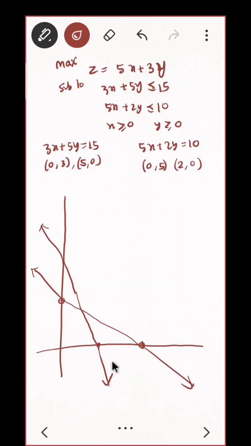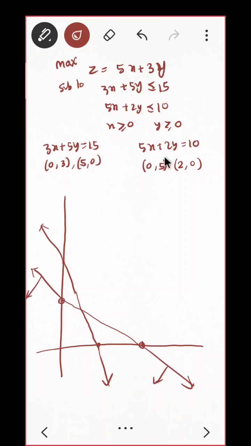Now what is the next thing? You need to see whether it is origin side or non-origin side. How can you check that? Put the coordinates of origin in the inequality. Check whether it is satisfying or not. If you put 0, 0, so 0 is less than or equal to 15. Is that true? Yeah, so that means it is origin side. So it is telling me go there. Correct?